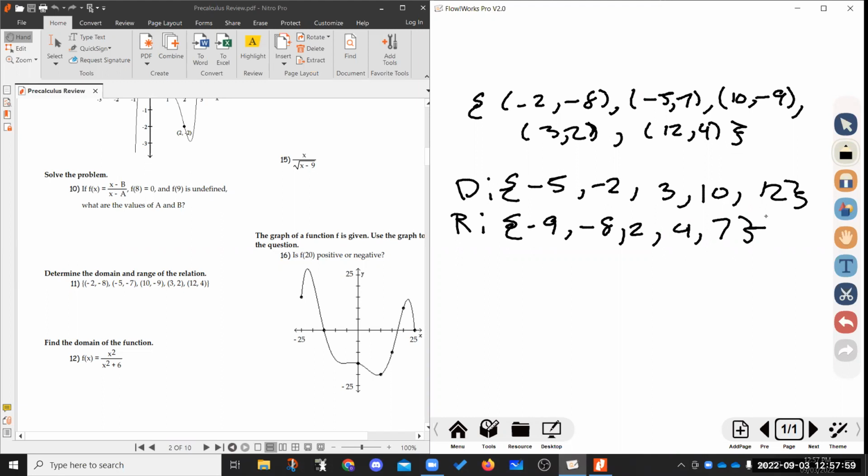That does not necessarily mean that -5 goes with -9, -2 goes with -8, and so on. These are just all the valid inputs. These are all the valid outputs. I would have to actually look at the graph to see how the ordered pairs are matched together. Sometimes more than one input goes with the same output. So you cannot assume that the ordered pairs match like this.